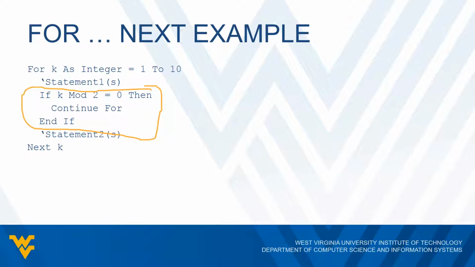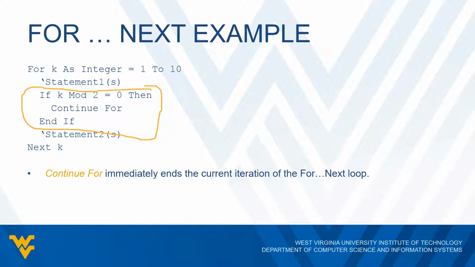So we say if k mod 2 is 0, so we should know what that does at this point. That's saying if we divide k by 2 and the remainder is 0, we're going to do whatever's inside the if. So we have this continue for. What is that? Well, if you're familiar with other programming languages, this is actually the same thing as a continue statement in other languages. So continue for means that we're going to immediately end the current iteration of the for next loop, and we'll resume to the next one. So think of it as just skipping whatever's left over in this code, and then we just go on to the next iteration of our loop.